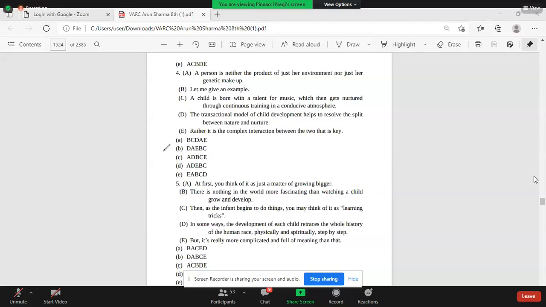Okay, students, so the correct answer is B, D, A, E, B, C. Right? So students here, the opening sentence could be B, D, A, E. So many opening sentences. This can't be your opening sentence. This can't be your opening sentence.